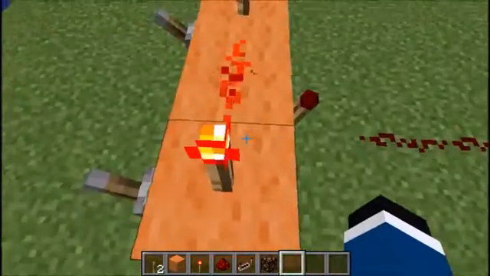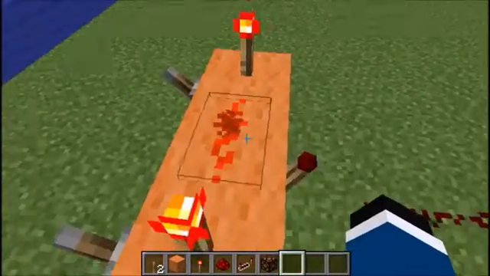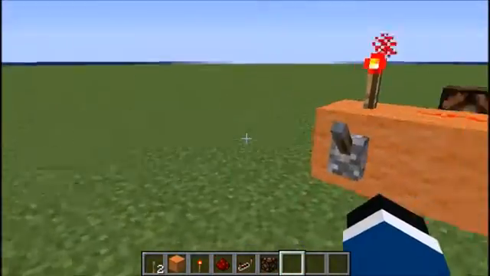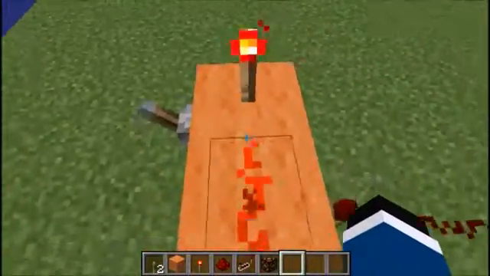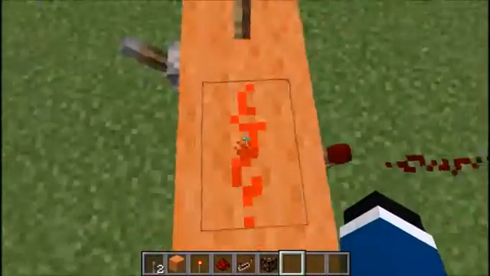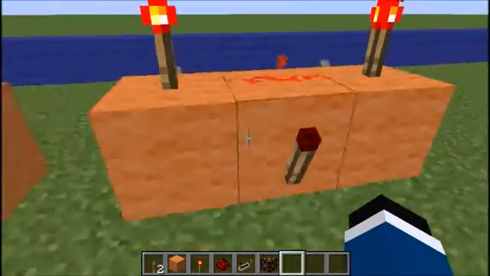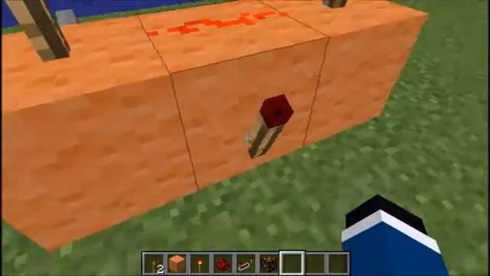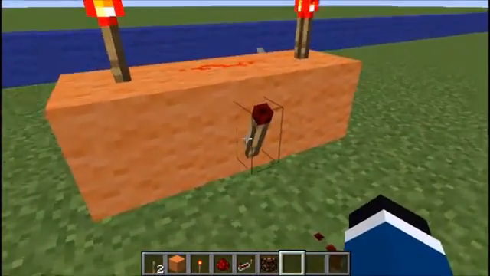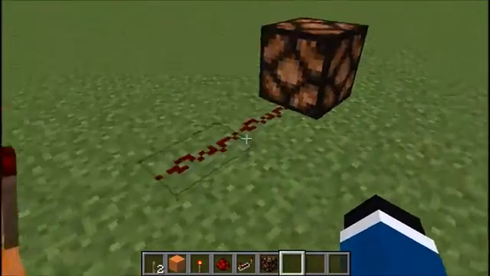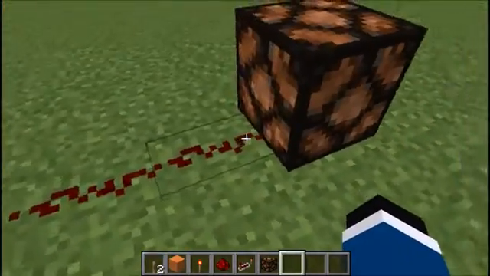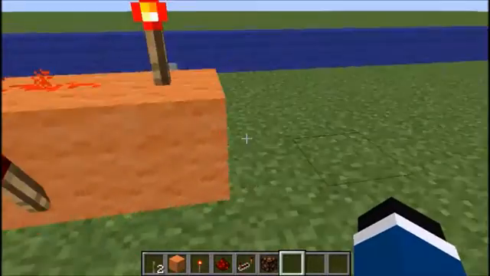And I'm going to explain what's going on. So basically what's happening is both of these levers are off, which means both of these torches are on, which means this is being powered. And because it's being powered, the block below it is also being powered, which turns this redstone torch off. Because it's off, the line is off, and because the line is off, the lamp is off.